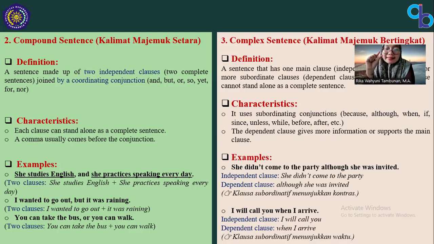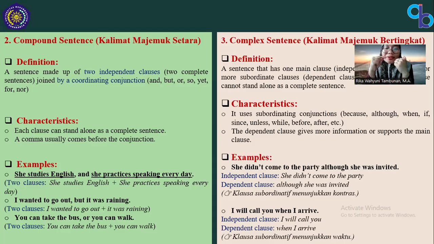A complex sentence has one main clause and one or more dependent clauses. So it can be more than one. A dependent clause cannot stand alone. It depends on the main clause for meaning.